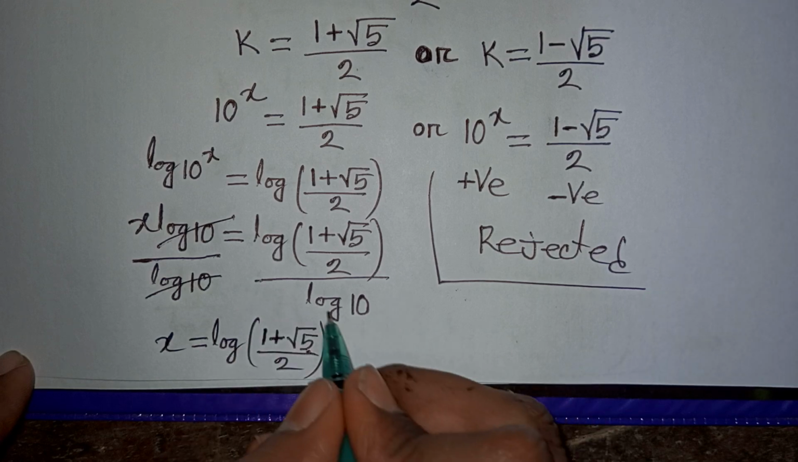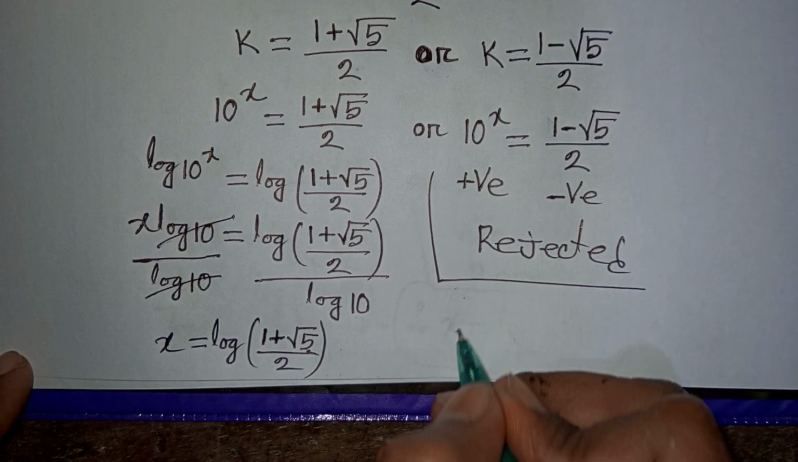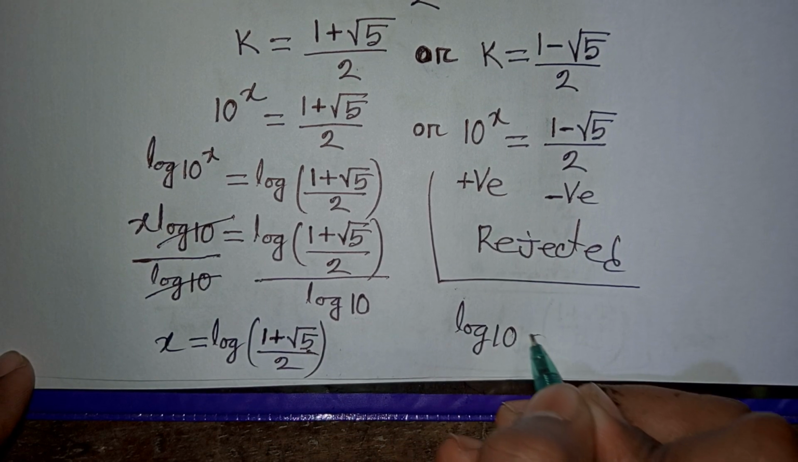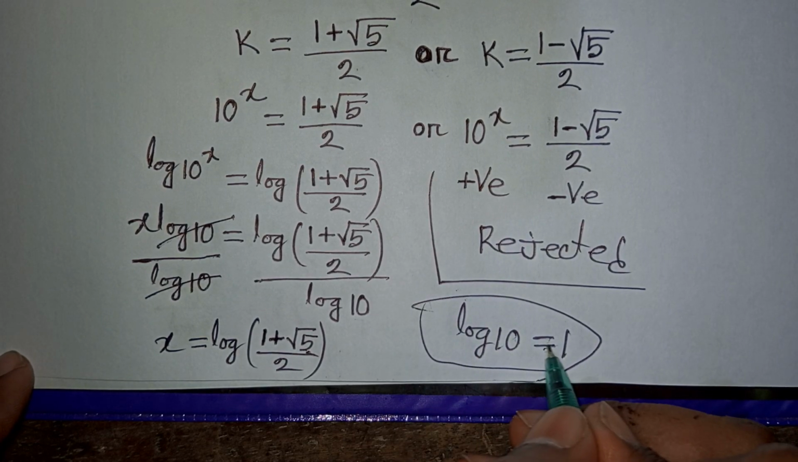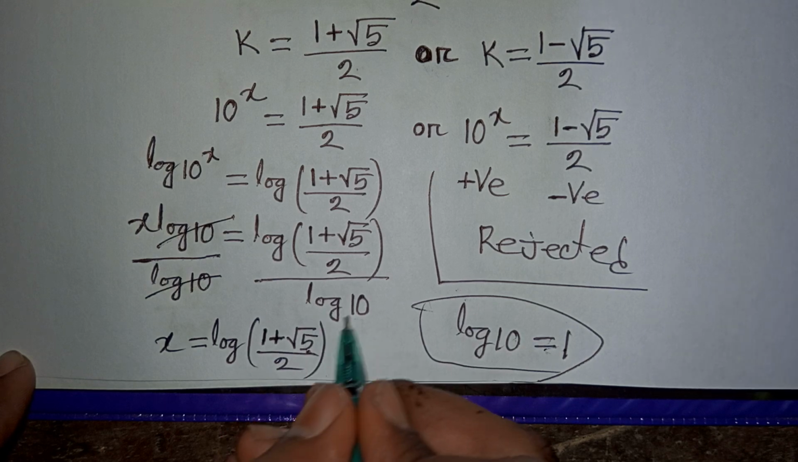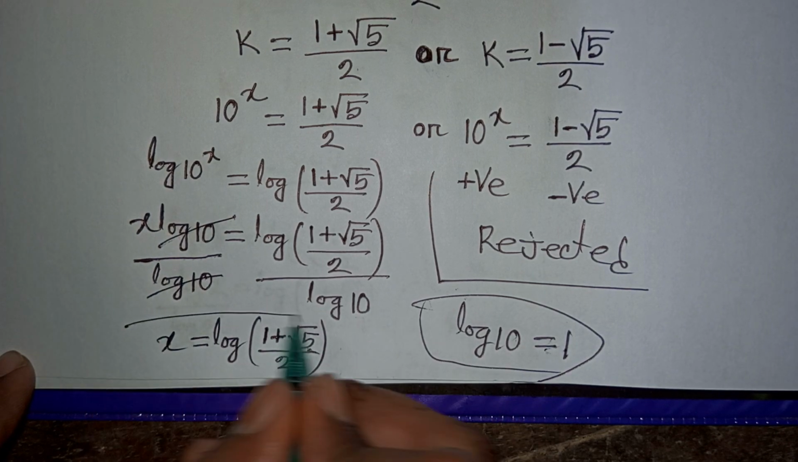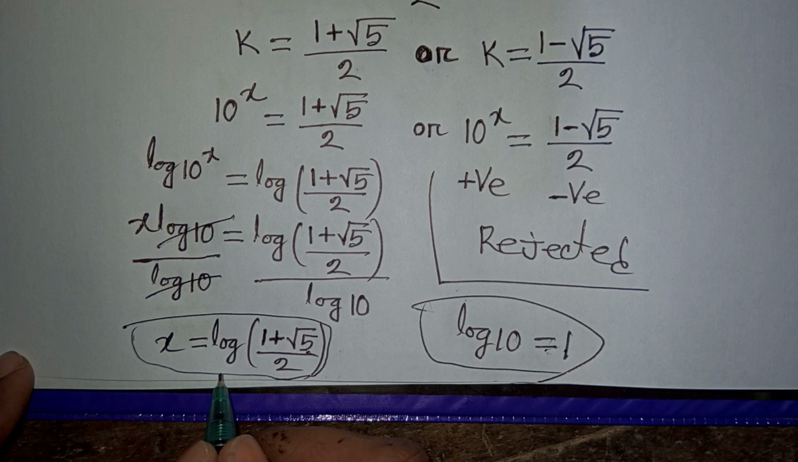Then divided by log 10, which is the same as 1. We know that the value of log 10 is 1. So, here log 10, that means 1. So, our final answer will be x is equal to log of (1 plus square root of 5) divided by 2.